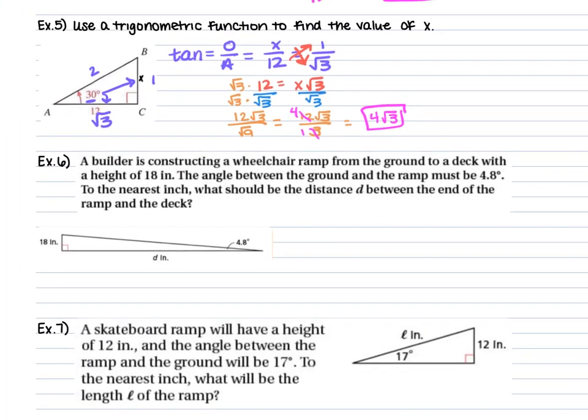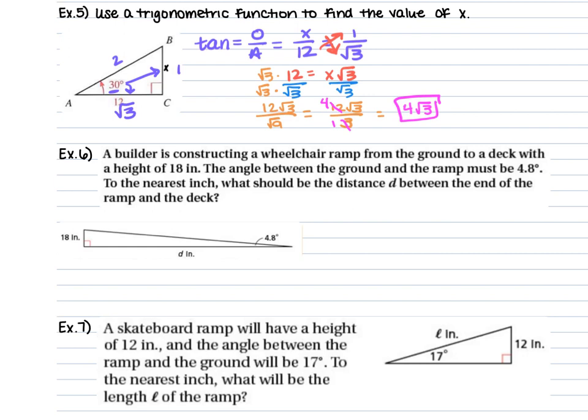From our next example, it tells us that a builder is constructing a wheelchair ramp from the ground to a deck with a height of 18 inches. That's here. The angle between the ground and the ramp must be 4.8 degrees. We have that too. To the nearest inch, what should the distance d be between the end of the ramp and the deck? So we're looking at this hypotenuse here. Or sorry, no. We're looking at d, which is our adjacent.